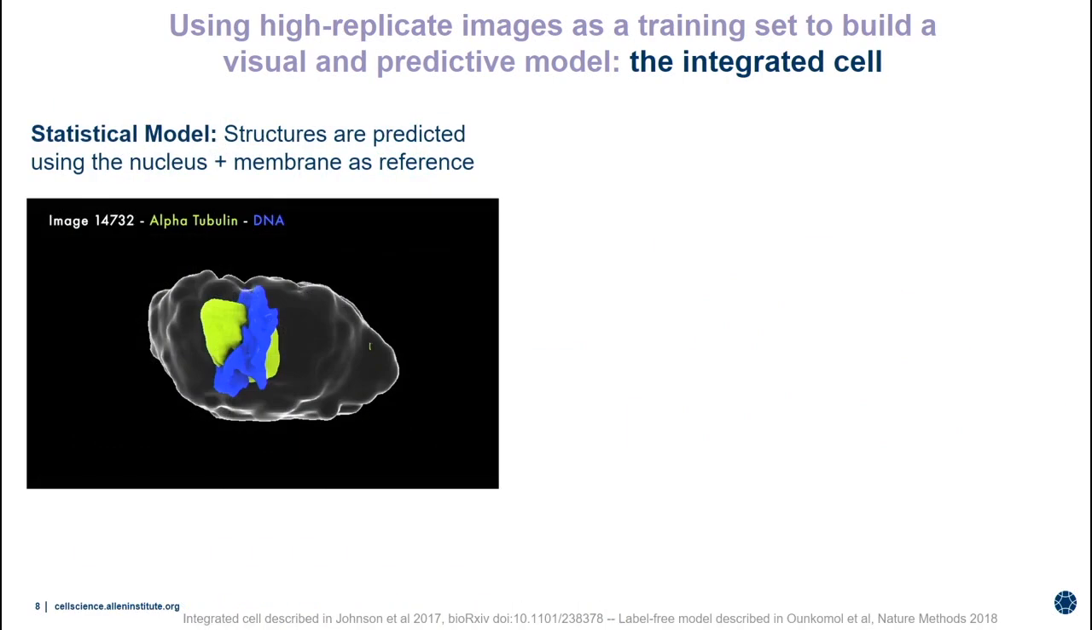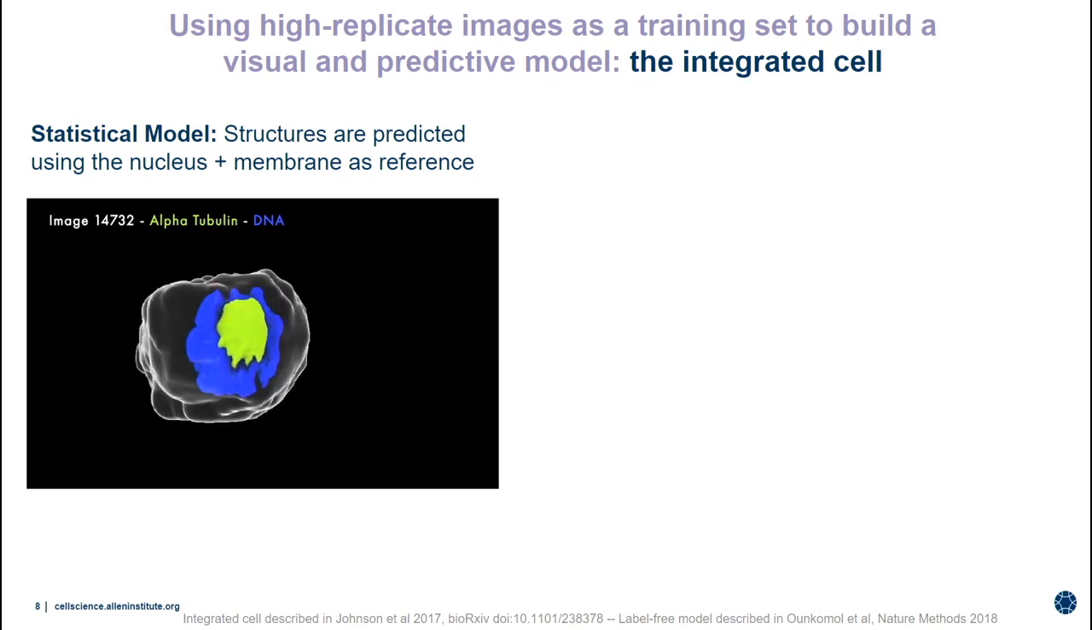There are a few different ways that we can model this, and I'll quickly go over some of these approaches. One of them is a statistical model. Because we have these high replicate image data sets at high resolution with different structures, we can combine them and use them as training sets for a model to help us predict where different structures are in the cell. What we found is that you can do this very well with just the nucleus and the cell membrane as a reference point.